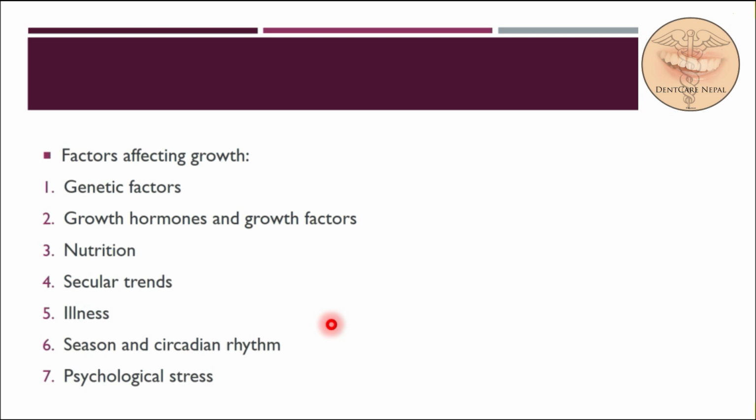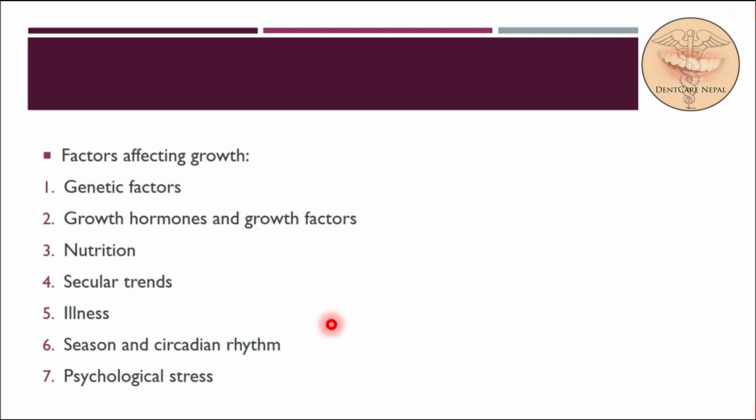Factors affecting growth: there are different factors, like genetic factors. Heredity plays a very important role, and growth hormones and growth factors like insulin-like growth factor 1 and 2, IGF-1 and 2, platelet derived growth factor, PDGF, epidermal growth factor, and vascular endothelial growth factor all play a role in growth. Similarly, nutrition: well-nourished children grow well, whereas malnutrition may affect the size of parts of the body, proportions, quality, and onset of growth events also.